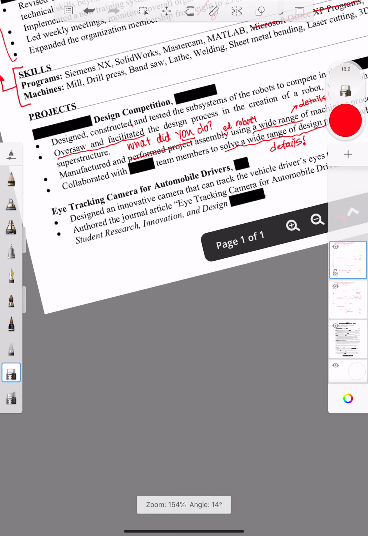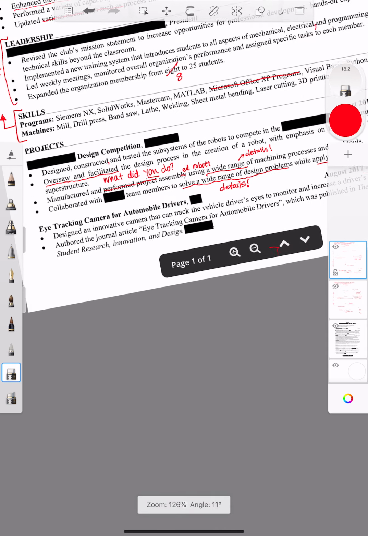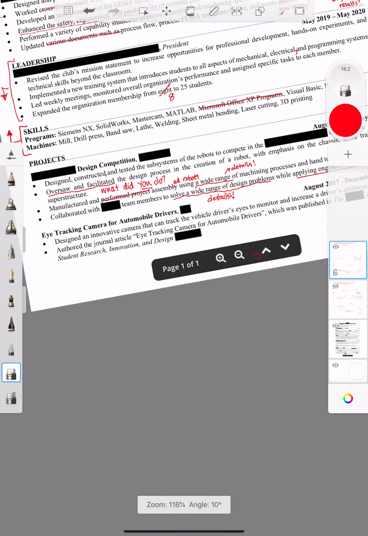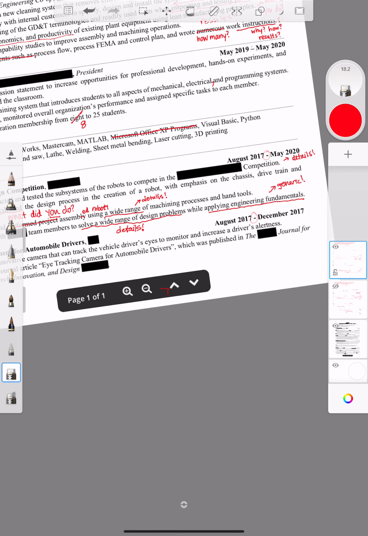Finally, "eye tracking camera for automobile drivers." It's a really cool thing. It's a really cool concept. "They designed an innovative camera that can track the vehicle driver's eyes to monitor and increase the driver's alertness." Again, they don't tell me how they did it. How did you do it?